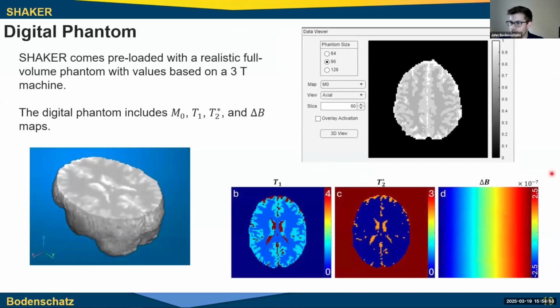So I'll go through each of the panels of SHAKER pretty quickly so I can get to the demonstration, and then show you guys how it works. So in the top left, this is where you can see the digital phantom that's built into SHAKER. It's simulated with values from a 3 Tesla machine. It has all the maps I talked about previously, so that would be your net magnetization, T1, T2 star, and your delta B, so that magnetic field inhomogeneity. There's an activation map built in also. That one lives separately from the Phantom, and that's just for right-hand finger tapping.